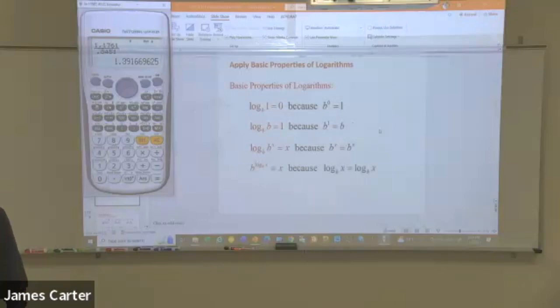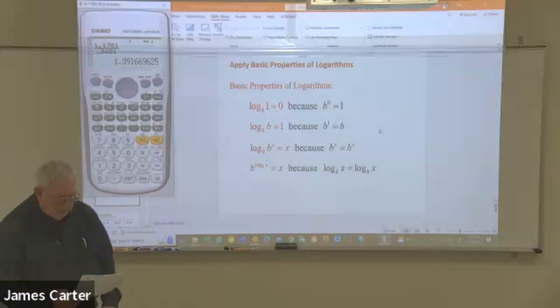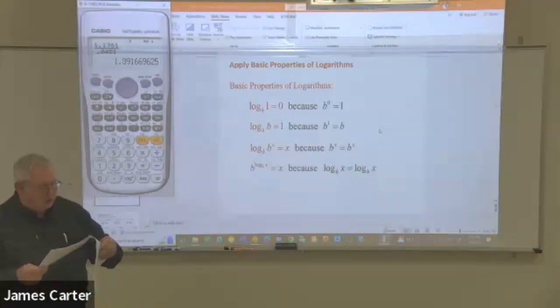Okay, here we are on the property sheet. I think we're back on page 18. Actually, 18 or 19. Doesn't really matter.